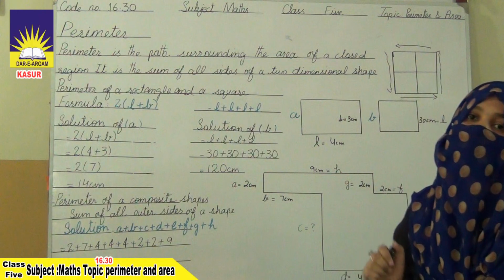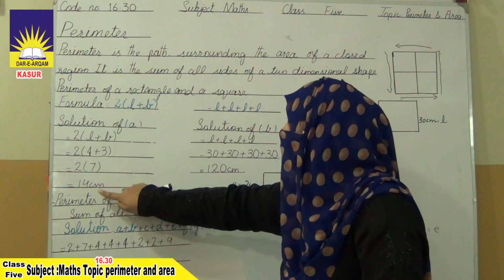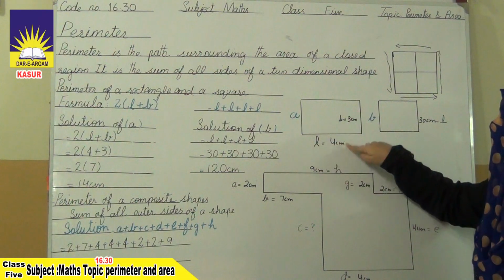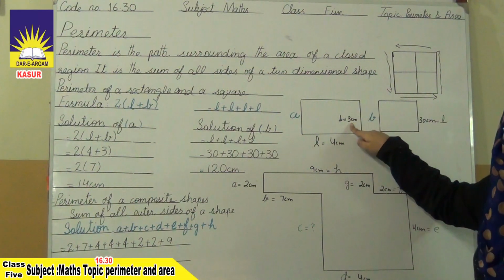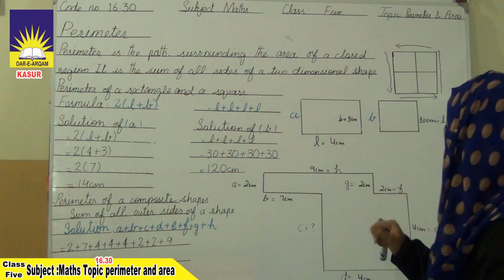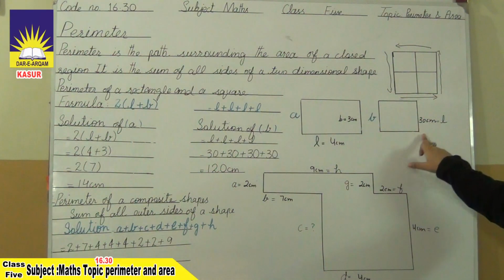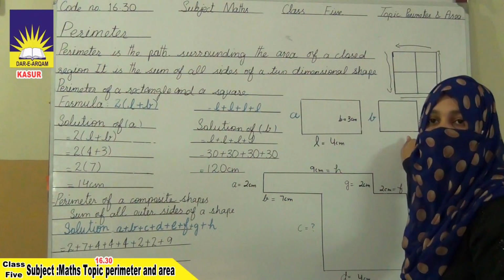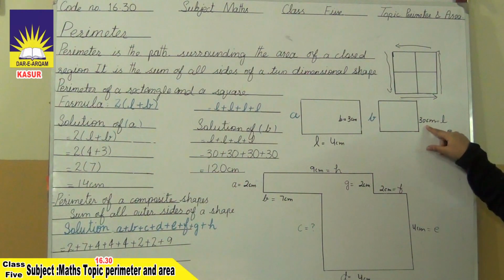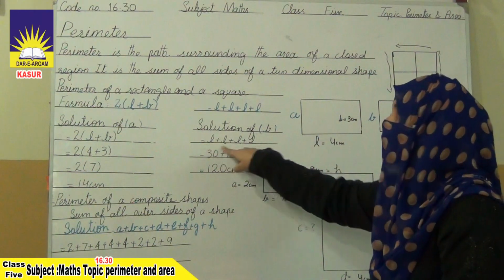The point which we must learn and understand is that when we write the answer, we must write the unit. Here the unit of length and breadth is centimeter. Therefore, we write centimeter with the answer. In the similar manner, we solve shape B, which is a square. We know all the sides of a square are equal, and here we have the length of one side which is 30 centimeter. So just add it 4 times.